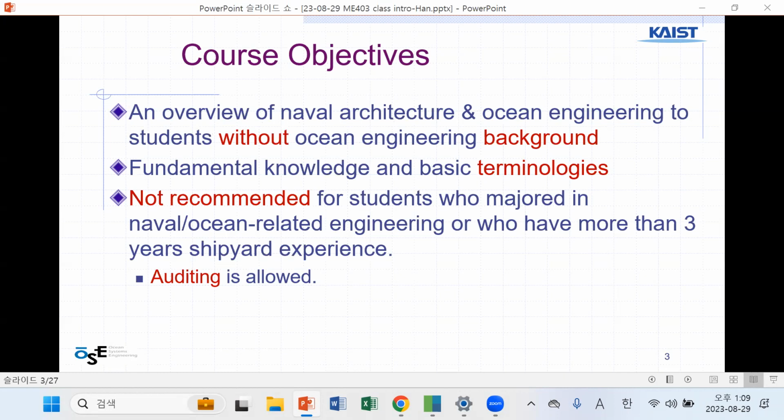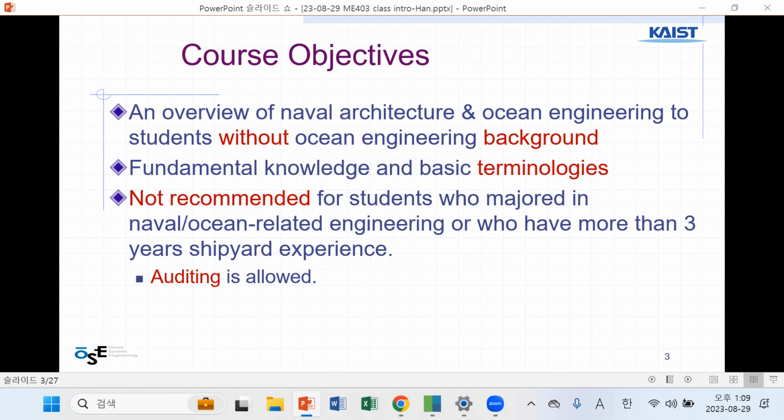I'm trying to introduce naval architecture and ocean engineering. It is actually two subjects. Naval architecture and ocean engineering are different, and I'm trying to combine them and introduce them to you, especially for those who do not have a background in ocean engineering or shipbuilding. So fundamental knowledge and also the basic terminology is important.